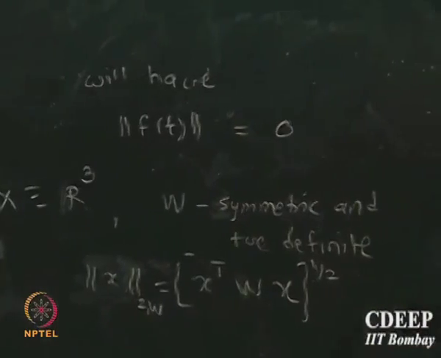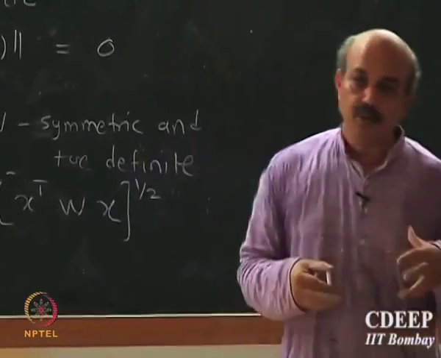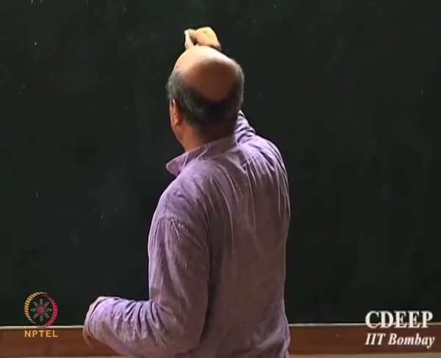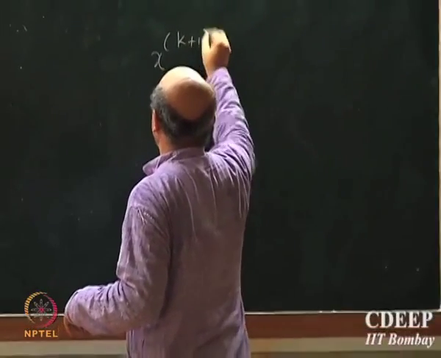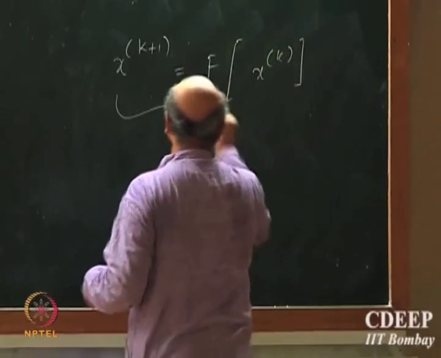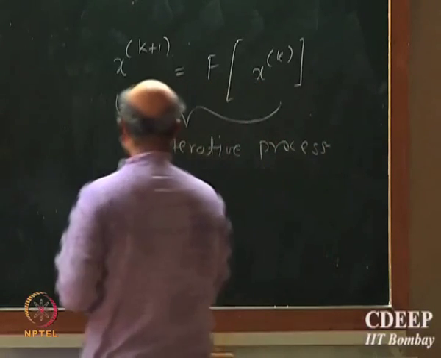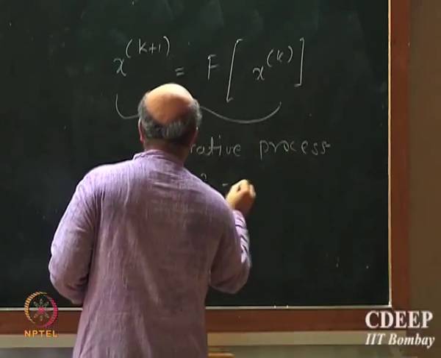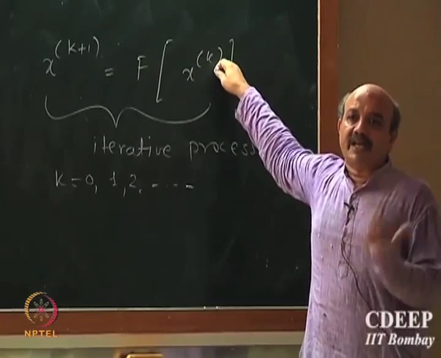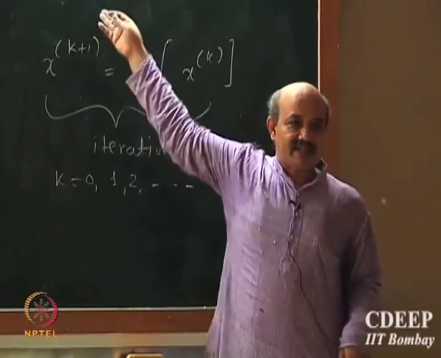The next thing that I want to talk about is convergence of a sequence of vectors. As I said, we are going to deal with iterative processes, which will give you x k plus 1 is equal to some function f of x k. We have an iterative process in which we start with a guess solution, and then that guess is used to construct the next guess, and then that guess is used to construct the next guess.